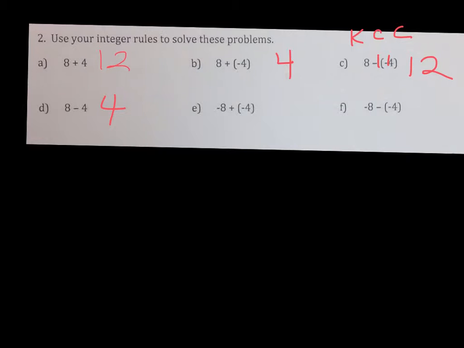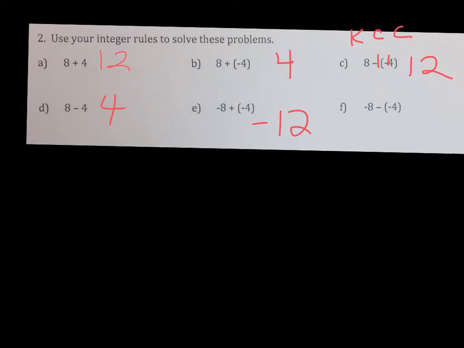E, negative 8 plus negative 4, I am adding, and if I'm adding and they're both the same signs, I'm just going to add them and keep the sign. So I'm adding, getting 12, and keeping it negative 12.